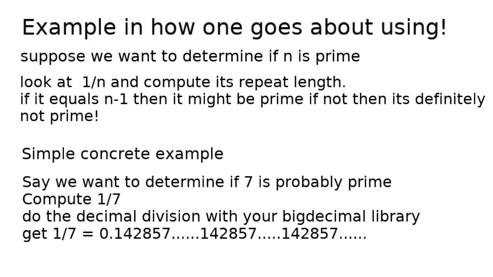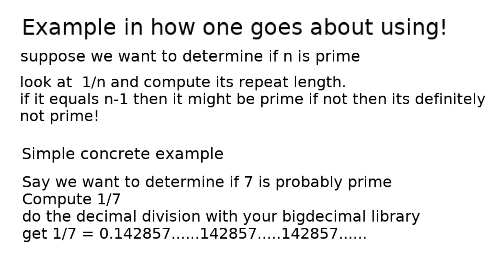Say we want to compute if 7 is probably prime. We compute 1 over 7, doing the decimal division with your big decimal library from your arbitrary precision library packages for your programming language, so you aren't restricted to floating point sizes and can deal with large numbers. You do that one intense computation to get the decimal expansion of the number out to a reasonable repeat length, and then you find that the length is 1 less than the denominator.